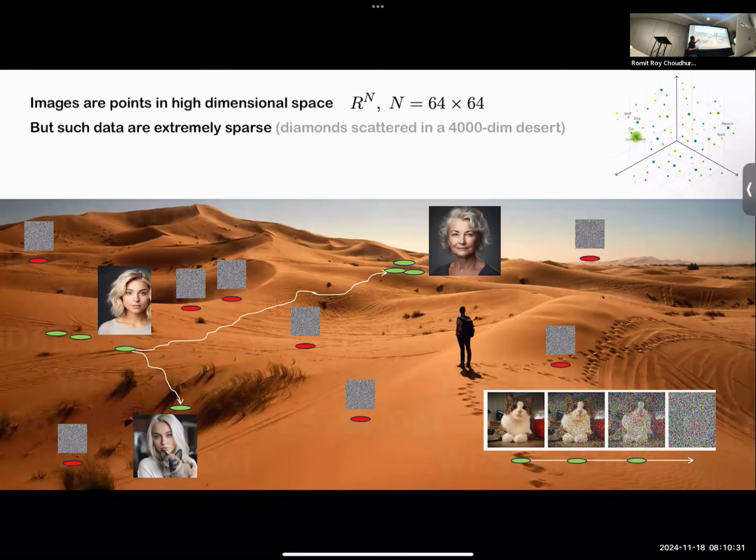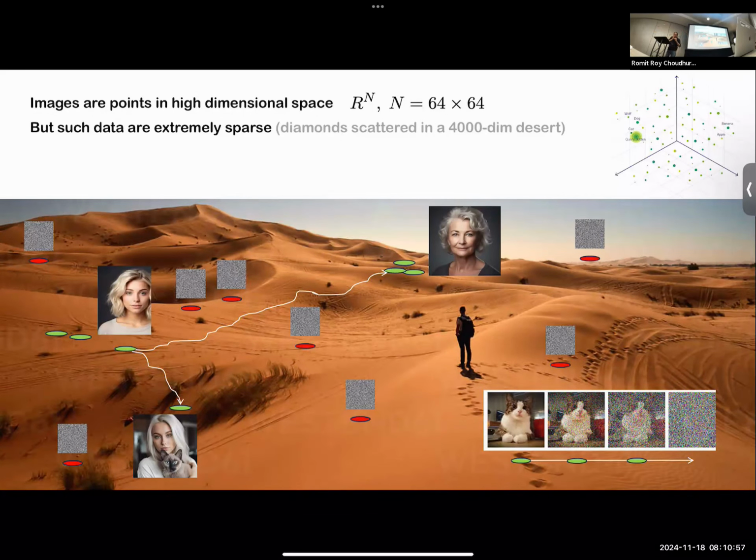And maybe there is another path from here to here, even though this is a different lady. There might still be a path, which means at every point in this path, you change one pixel, and then at the next point you change another pixel, and then the other pixel, as you go along. So you see that 64 dimensional space has pictures scattered around, and maybe there are connections between pictures.